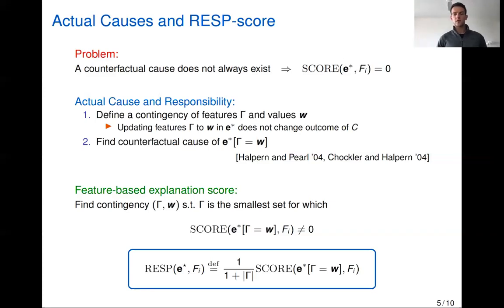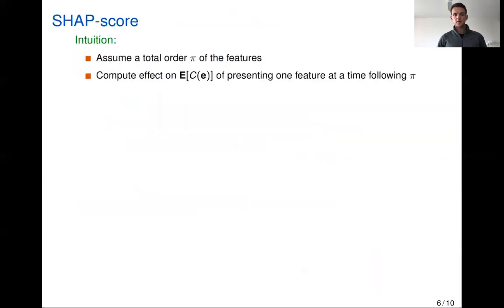So this introduces the responsibility score, and I will next introduce the SHAP score. The intuition behind this SHAP score assumes that there is an order on the features, a total order on the features, and we want to compute the effect on the expected value of the classifier by presenting it with one feature at a time following this order pi.